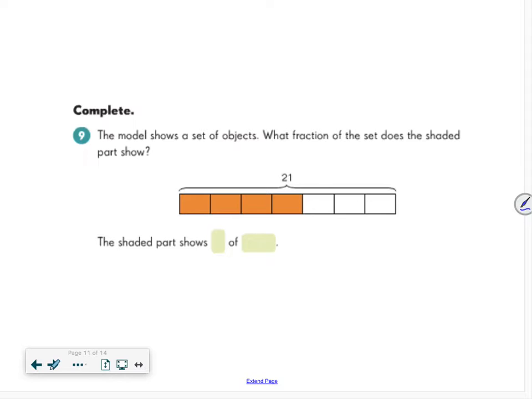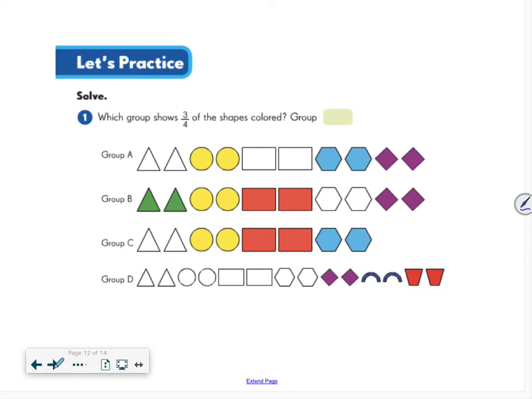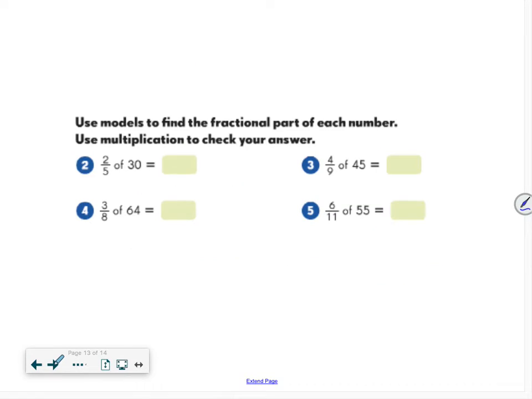Okay, sometimes they're going to give you different information. So the model shows a set of objects. What fraction of the set does the shaded part show? Well, I have 21 things, and I see 1, 2, 3, 4, 5, 6, 7 of 21 things shaded. Okay? If you also want to practice these, you can.